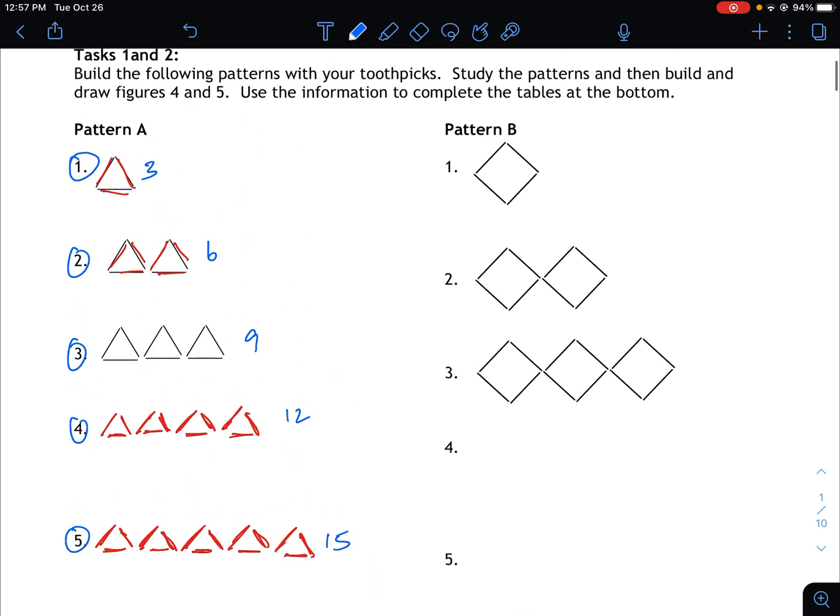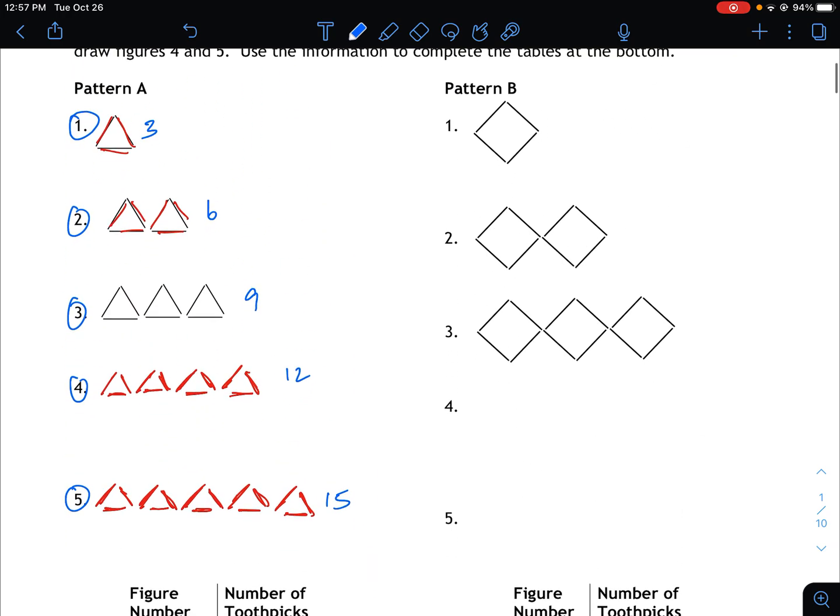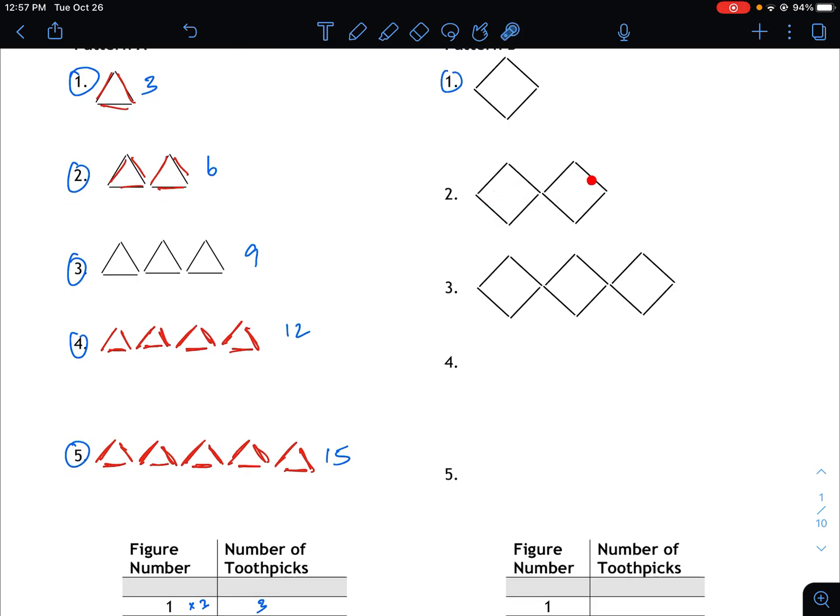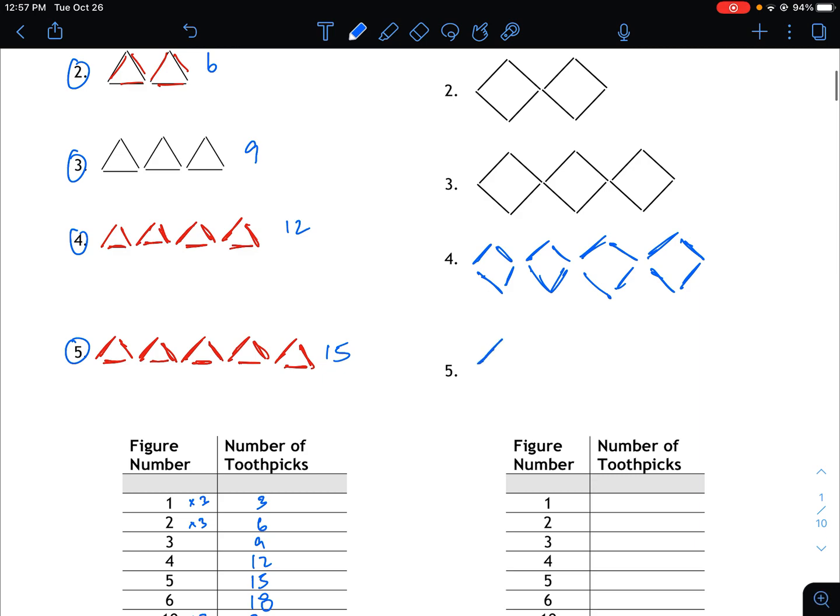Let's look at figure pattern B. Number 1 has 4 toothpicks. Number 2, it looks like we're doing 4 more and then 4 more. So let's do our 4th pattern. It's 2 diamonds, 3 diamonds, and then we would have a 4th one. So our 5th one would look like this.